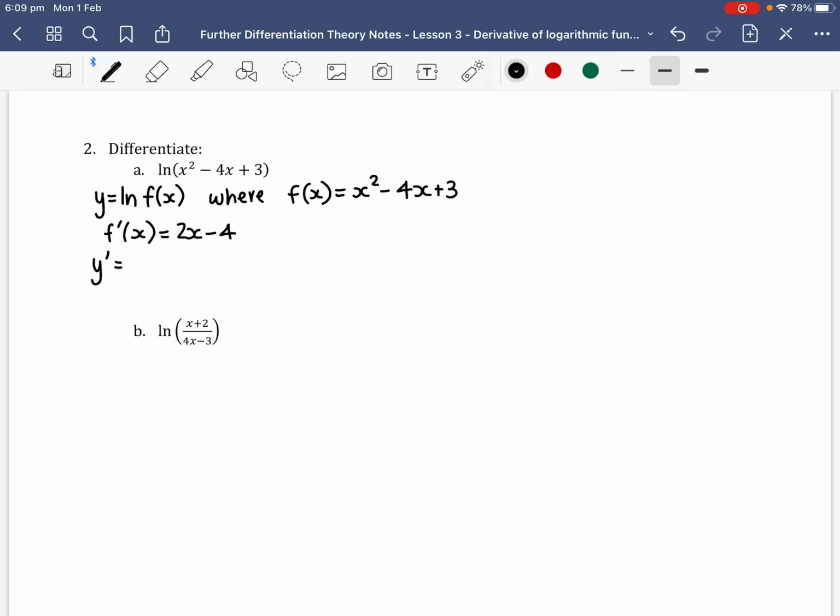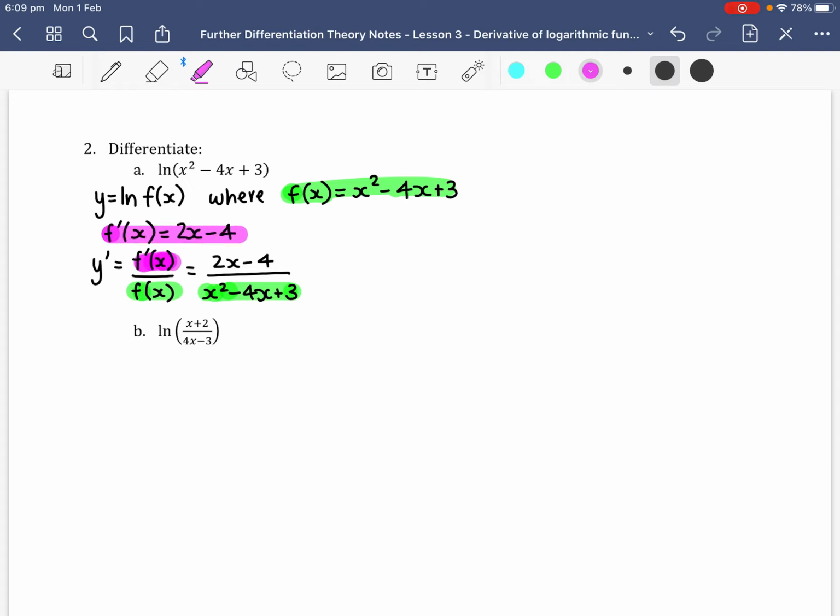The derivative of our function ln of f(x), or ln of x squared minus 4x plus 3, is our derivative of our function divided by our function. So this will just equal our 2x minus 4 divided by our x squared minus 4x plus 3. You simply put your function on the denominator, and then our derivative goes on the numerator.